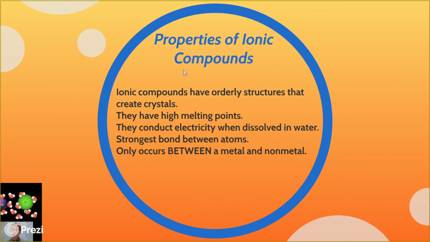The properties for most ionic compounds are going to be fairly similar. They're going to have different toxicities and different chemical properties, but for the most part, the physical properties are going to be pretty similar. Ionic compounds have very orderly structures, and they make crystals. If you think about salt crystals, that's because ionic compounds have that constant negative and positive charge, so they always form orderly crystal structures.